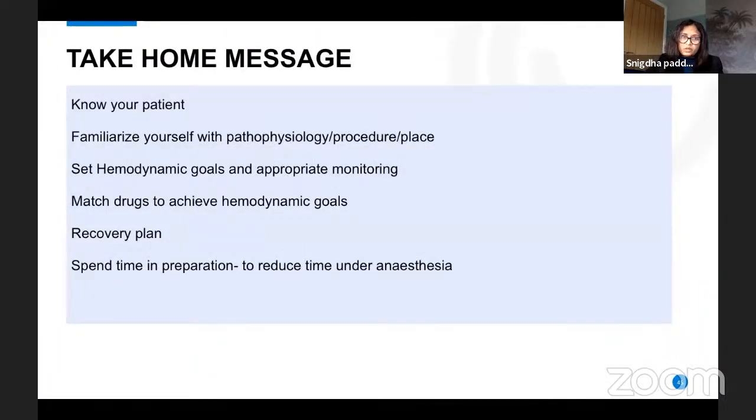So coming to the take-home messages: know your patient adequately, familiarize yourself with the pathophysiology, procedure, and place, set hemodynamic goals and appropriate monitoring, choose your drugs to achieve those hemodynamic goals, have a robust recovery plan, and spend time in preparation. This is very important. If you spend time in preparation, you will have less time under anesthesia and less opportunity for the adverse events to happen.